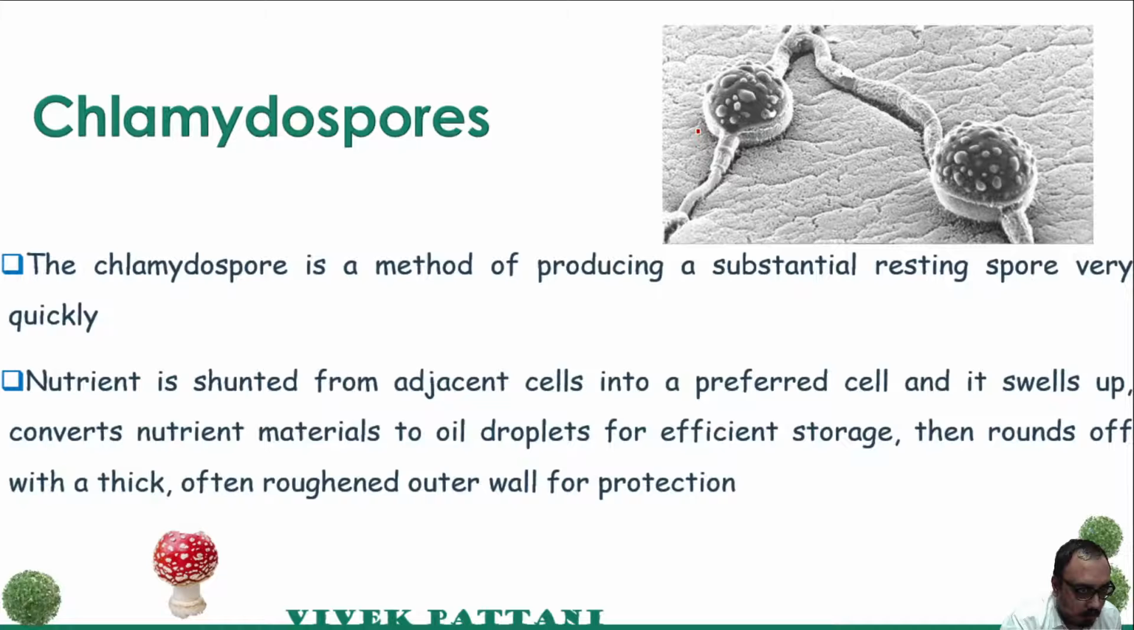Okay, more on the chlamydospores. Chlamydospore formation is a method of producing a substantial resting spore very quickly. Nutrient is shunted from the adjacent cells into a preferred cell. It swells up and converts the nutrient materials to oil droplets for efficient storage, and then rounds off with a thick and often roughened outer wall for protection, which you can clearly see in the case of these spores.